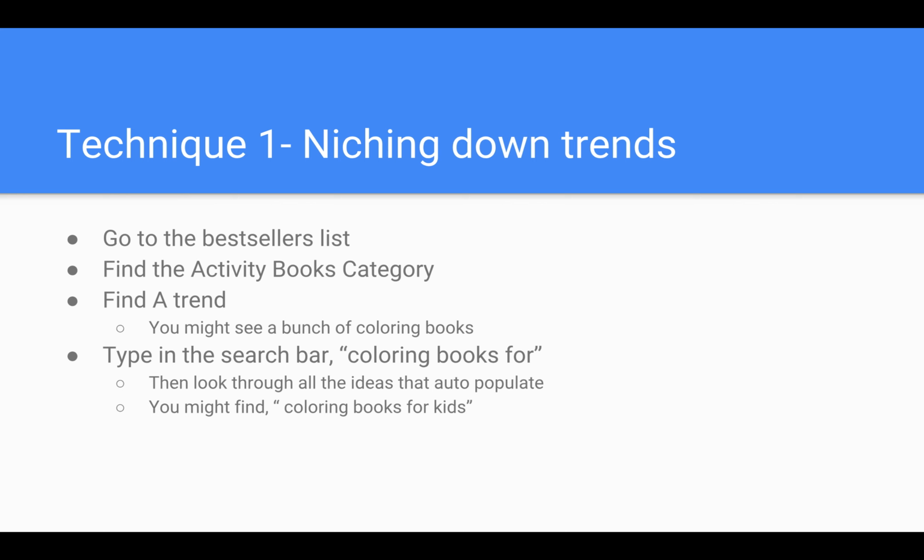So what you're going to want to do, go to your bestsellers list. Then you're going to want to find the books category. You're going to find a trend. You might see a bunch of coloring books. Type in the search bar "coloring books for" and let Amazon do the work for you. Let the ideas auto-populate, and then you might find the idea coloring books for kids. And that might be a great keyword to publish for.